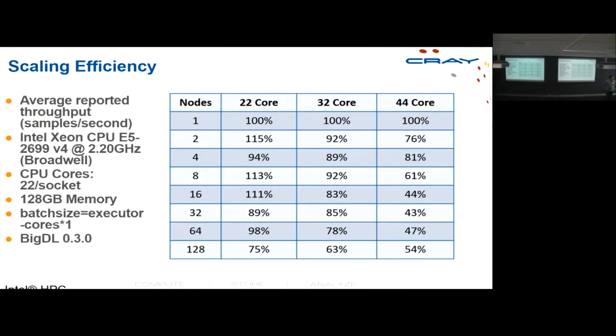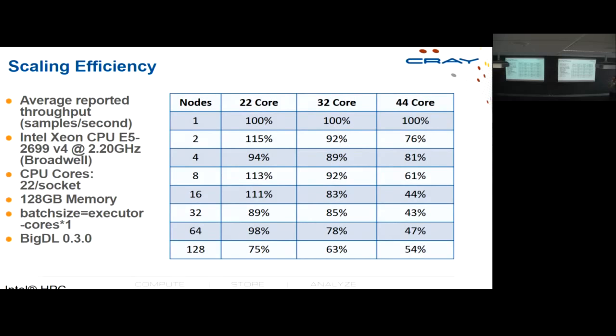So here, we scaled using BigDL up to 128 CPU nodes. With 44 cores, we only spent about half of our time in communication in this model, all the way at 128. Now, an important thing to think about, and I'm going to go into more detail on the next slide, is that BigDL is not the most optimized scaling framework.